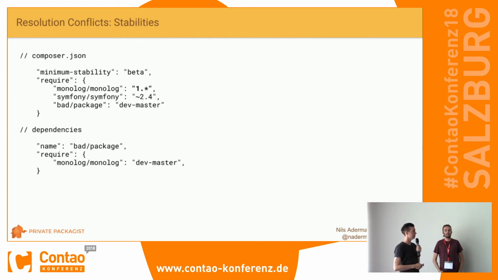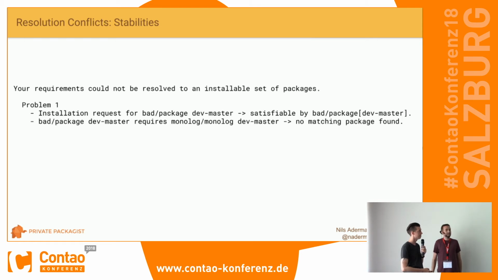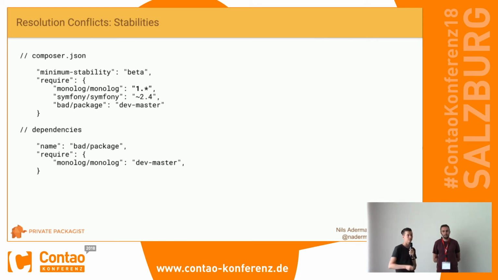So as you see here, we have a minimum stability of beta, which means we don't allow dev packages by default. And so bad package is in a version dev master, and by requiring it explicitly there, we allow that. But Monologue, we don't allow it to be installed in a dev master version. So these dev packages are filtered out entirely, and so that's why it doesn't find anything there. It just doesn't even know it exists because it's been filtered out.